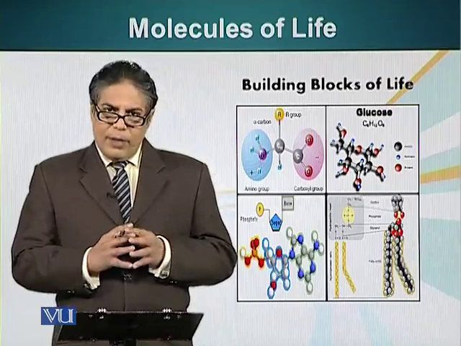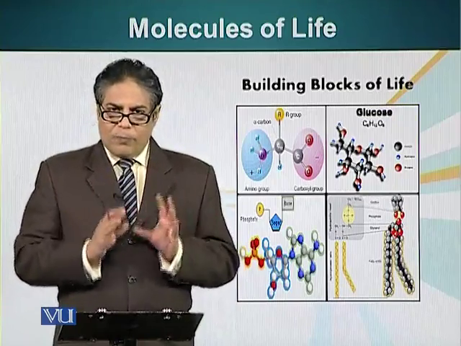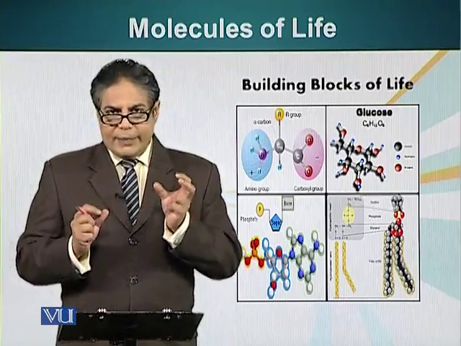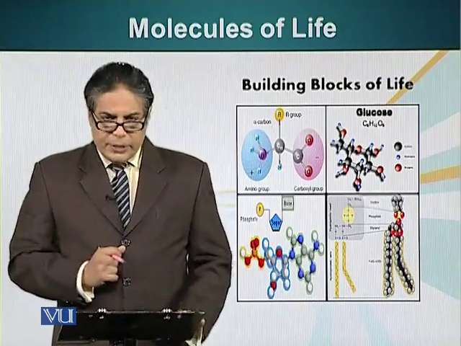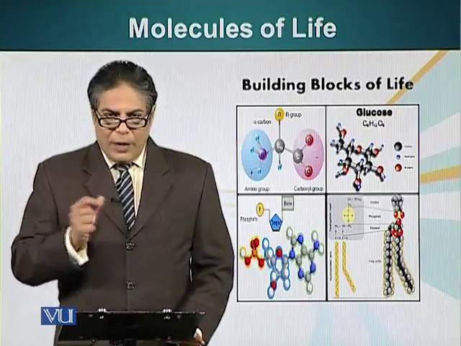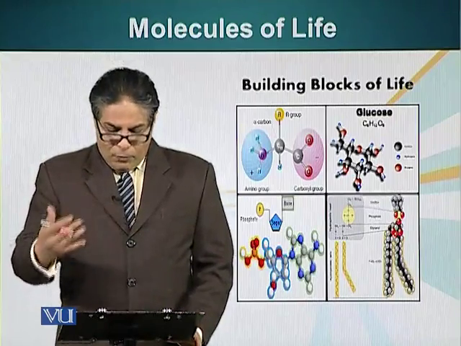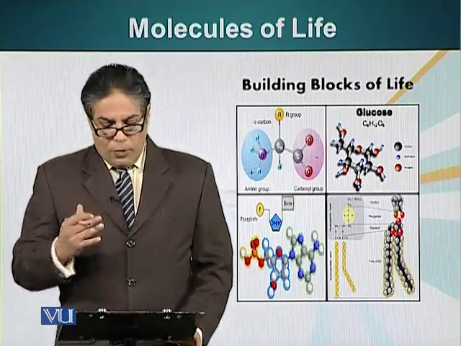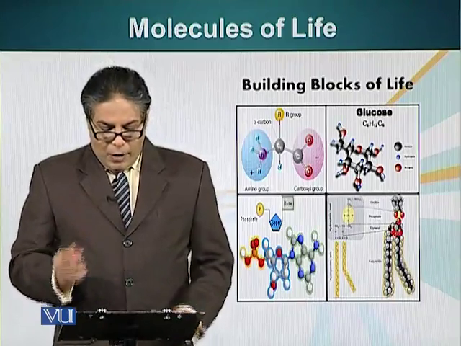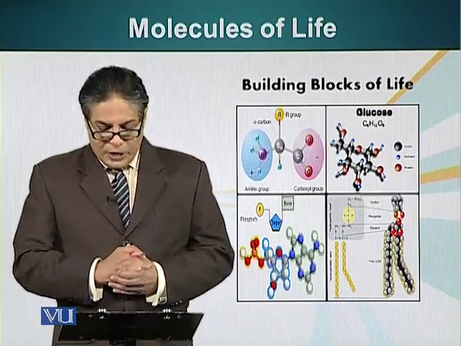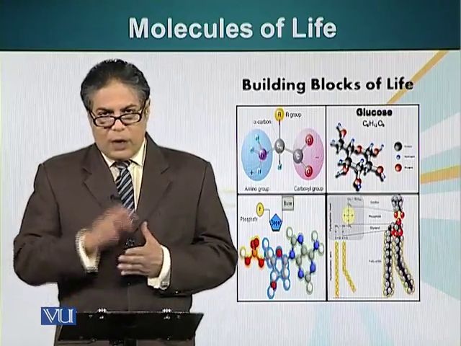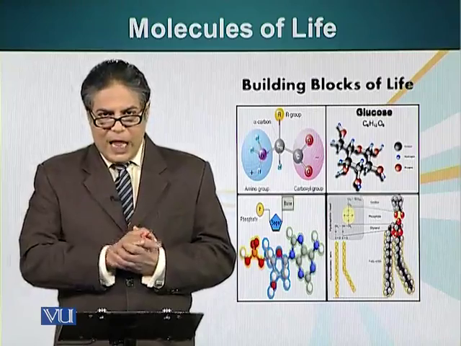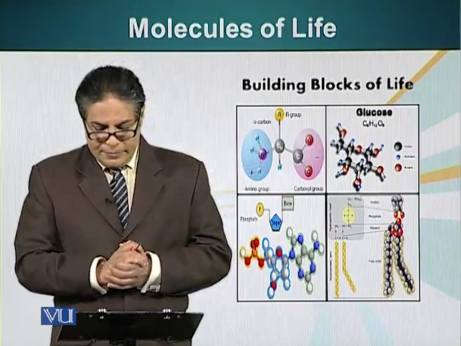But first of all, let's look at these 4 groups of molecules. What is the basic unit of these molecules? Proteins are made up of amino acids. We will, of course, look at amino acid structure in more detail later on. However, at this point, I would like to mention that amino acids have 2 groups, a carboxyl group and an amino group attached to a central carbon atom.